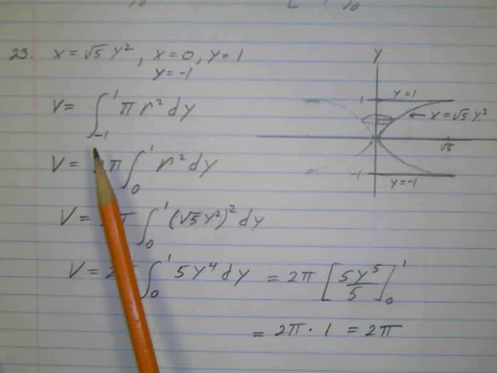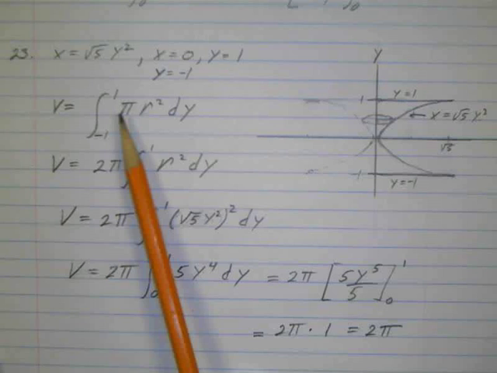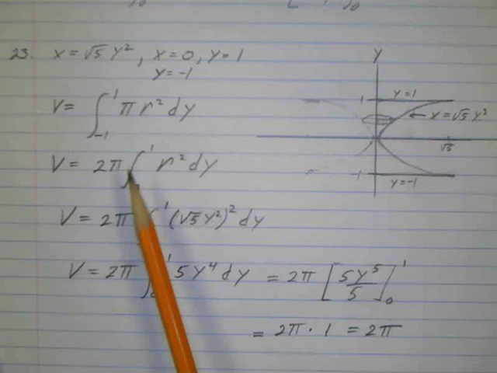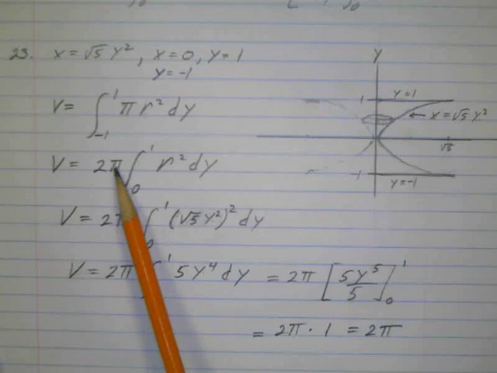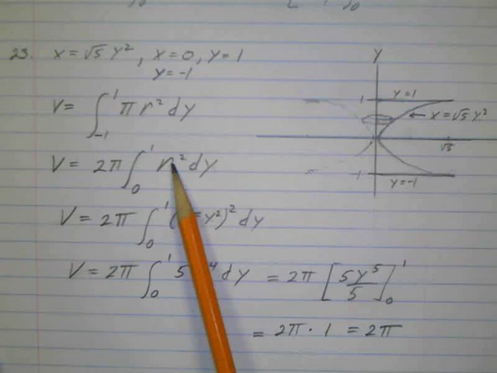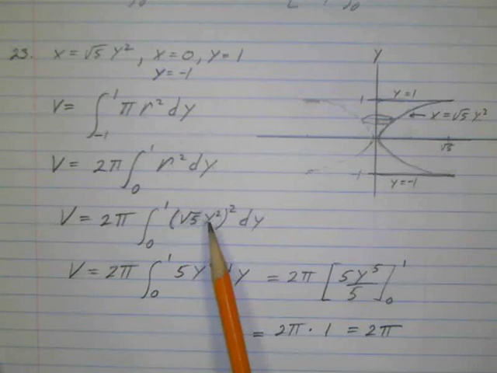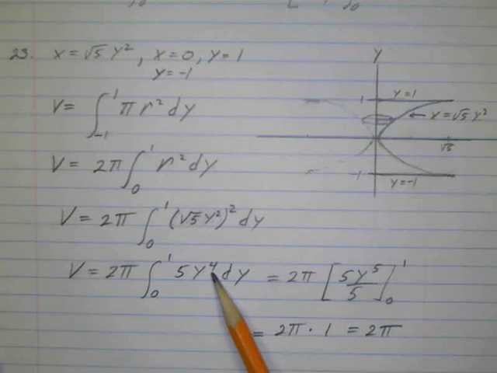Volume equals the integral from negative 1 to 1 of pi r squared dy, but we do have symmetry, so we can change this from negative 1 to 1 to 0 to 1, and just double that. We'll take the pi out in front, and we've got our r squared dy. And then the radius as a function of y is the square root of 5 times y squared. I'm going to square that. Well, that works out pretty good because the square root of 5 squared is just 5, and then y squared squared is y to the 4th dy. And again, I still have the 2 pi in front.